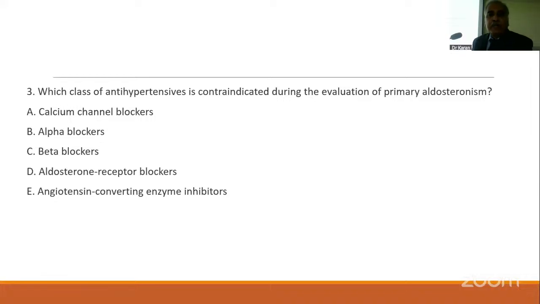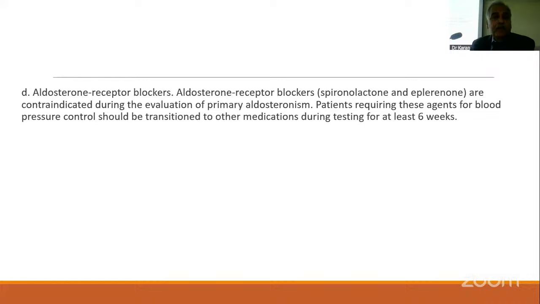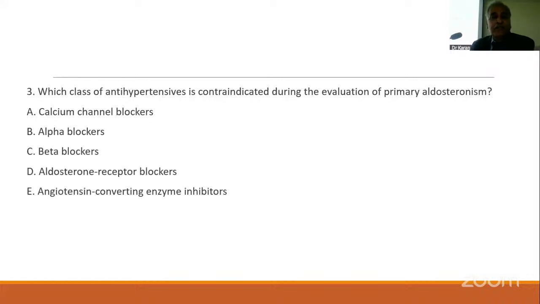Which class of antihypertensives is contraindicated during the evaluation of primary aldosteronism? Calcium channel blockers, alpha blockers, beta blockers, aldosterone receptor blockers. Beta blockers? Okay. No. Aldosterone receptor blockers. So definitely this is quite obvious. Huh? Why did you say beta blockers? Any reason for saying beta blockers?